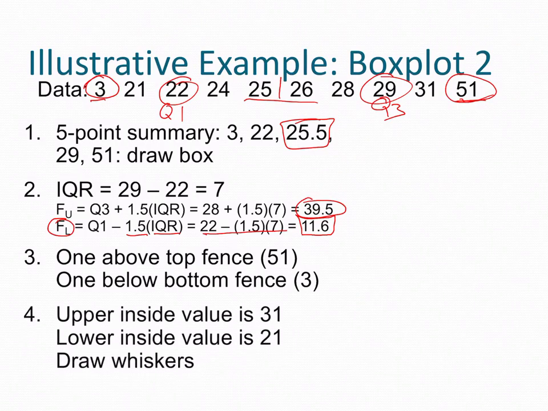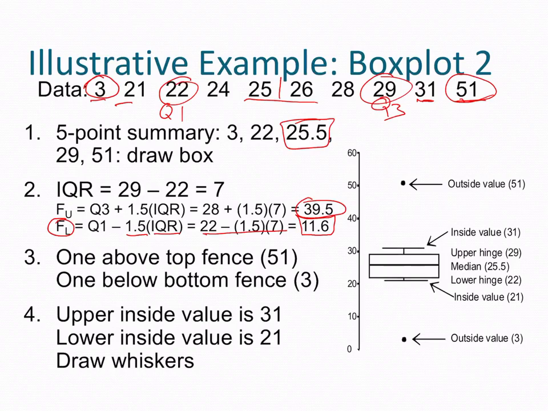So we would say our upper inside value is going to be 31, and our lower inside value is going to be 21, because those are the actual values that are next in line that are not above or below our fences. And you draw your whiskers to those, shown here.